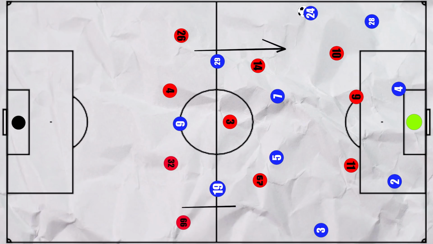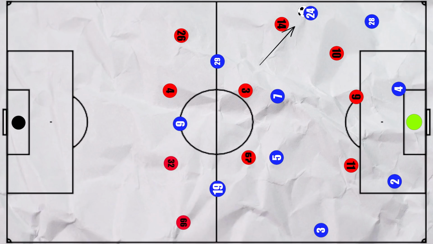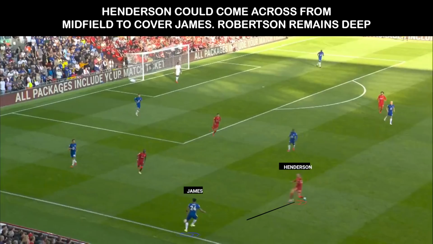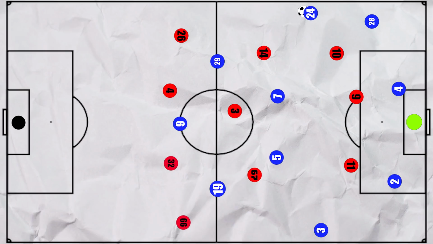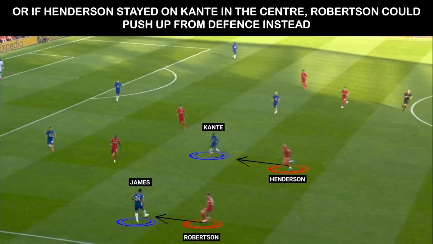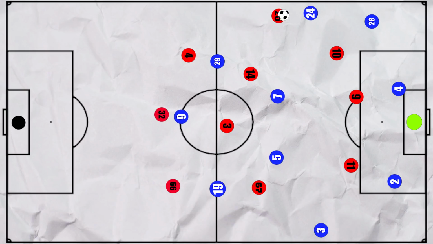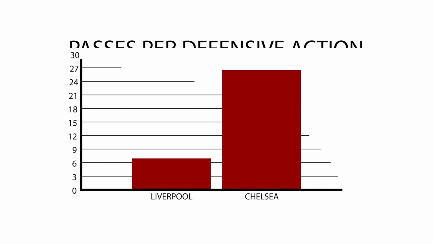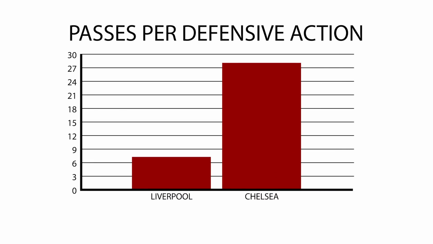And Liverpool could then press in different ways, as Henderson could come across from midfield to cover him, whilst Robertson remained deeper on defensive duties. At the same time, Robertson could push higher up with the rest of the back 4 shifting across to cover. Under this consistent pressure, Chelsea were often forced into longer balls, looking for Lukaku making the run. Liverpool's pressing was generally extremely successful, ending with a passes per defensive action of under 8.